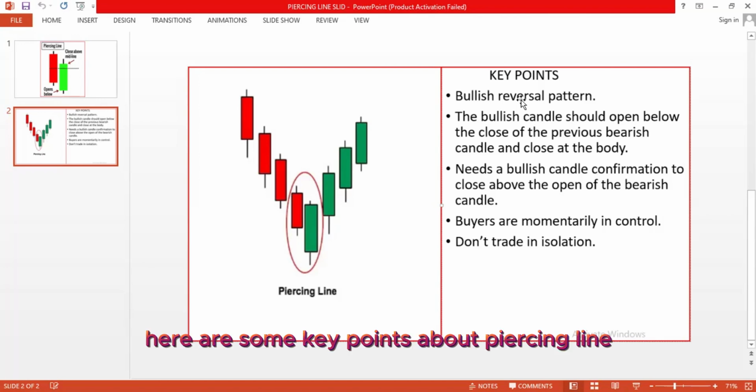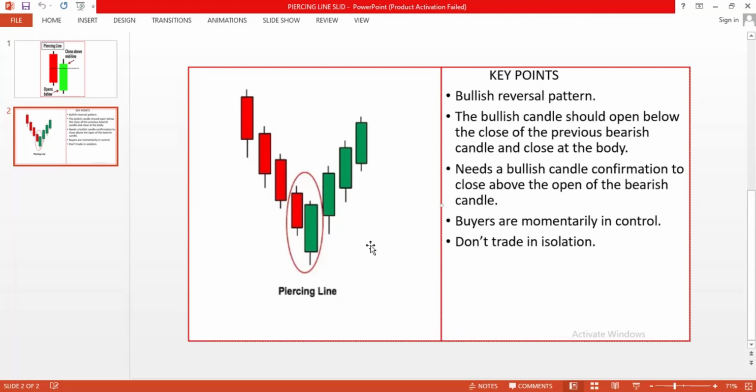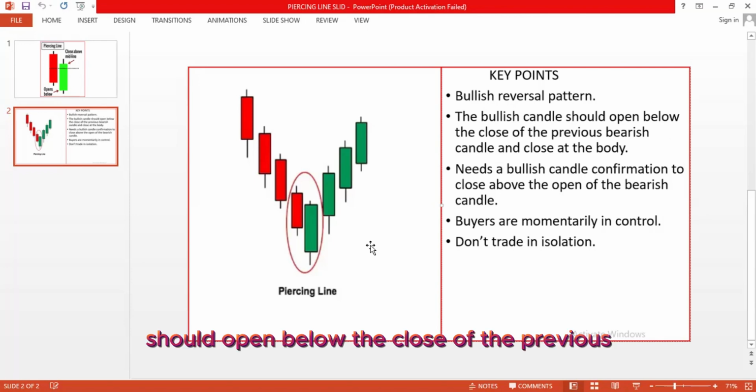Here are some key points about the piercing line. The piercing line is a bullish reversal pattern. The bullish candle should open below the close of the previous bearish candle and close within the body. It needs a bullish confirmation to close above the open of the bearish candle. Buyers are momentarily in control. Don't trade it in isolation.